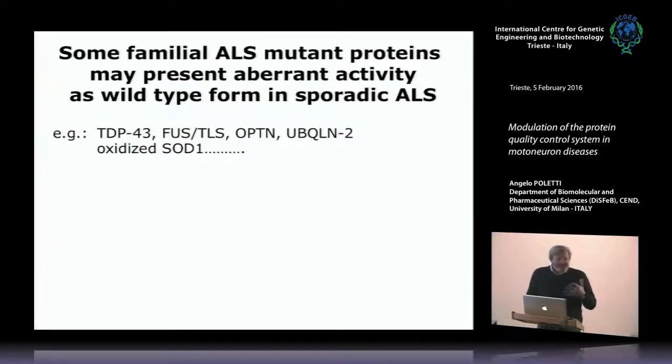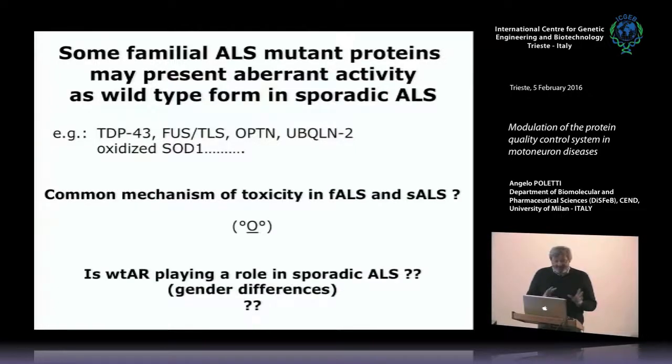So it's a sort of protein that is involved also in sporadic cases, and this may suggest that there are common mechanisms of toxicity that affect motor neurons in familial and sporadic forms. But we cannot actually produce models for sporadic, but we can easily produce models for the familial form. We can take advantage of that.